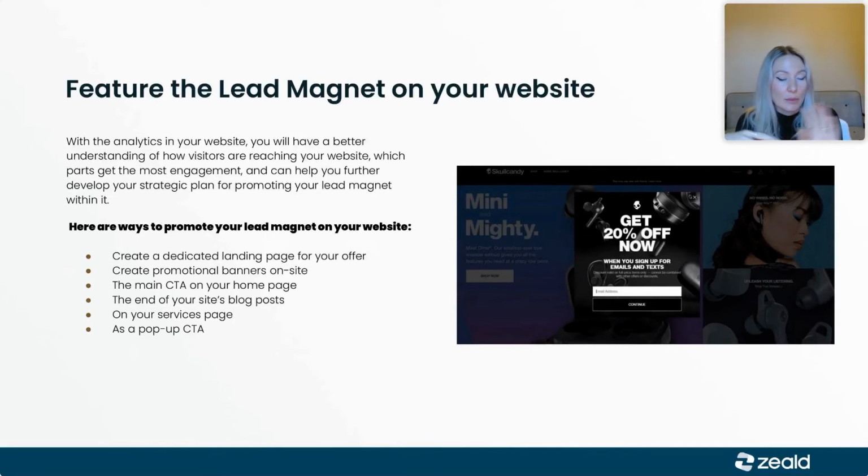You could also have a promotional banner. This maybe works a little bit better, for example, if there's a discount code or some sort of special promotion if you're in e-commerce. Then you could also have a call to action button on your homepage or a call to action form on your homepage. You could also add a call to action to the end of your blog posts as well with a free resource. It could also be on your services page if you are offering services, not products.